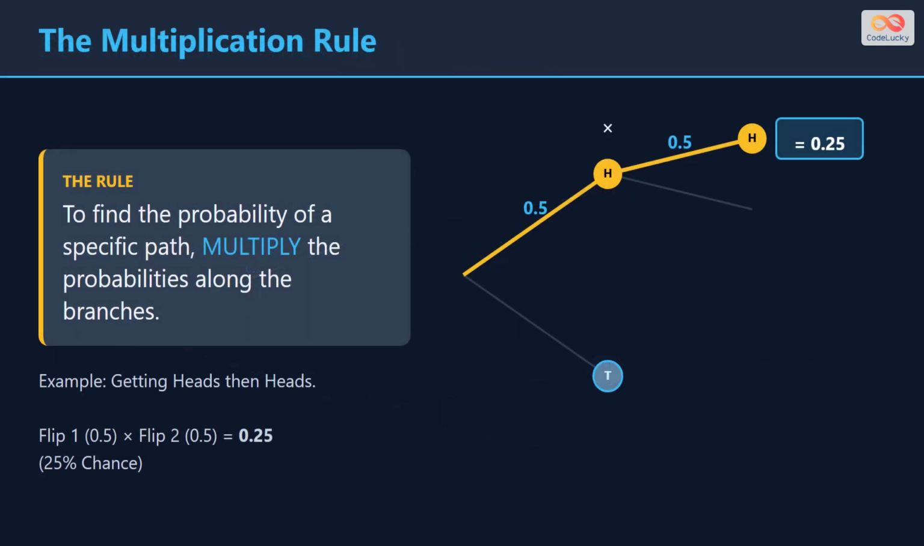Here is the first major rule you need to know, the multiplication rule. If you want to find the probability of a specific sequence of events, like getting heads and then heads again, you simply follow the path along the branches and multiply the numbers you encounter. For 2 heads, we multiply 0.5 by 0.5, giving us 0.25, or a 25% chance.